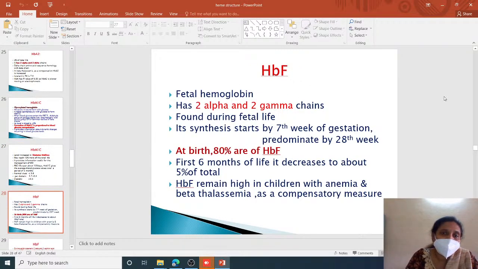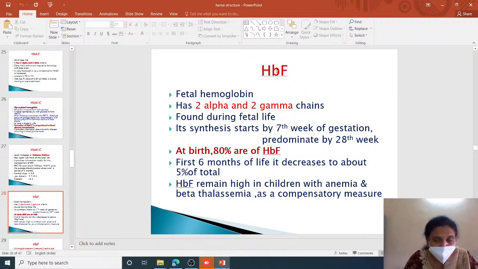The next type of hemoglobin is HbF, that is called fetal hemoglobin. Fetal hemoglobin is composed of 2 alpha and 2 gamma chains. It is formed during the fetal life. Normally HbF synthesis starts by the 7th week of gestation, and its maximum level is reached by the 28th week of pregnancy. And at the time of birth, 80% of the hemoglobins are of HbF type.